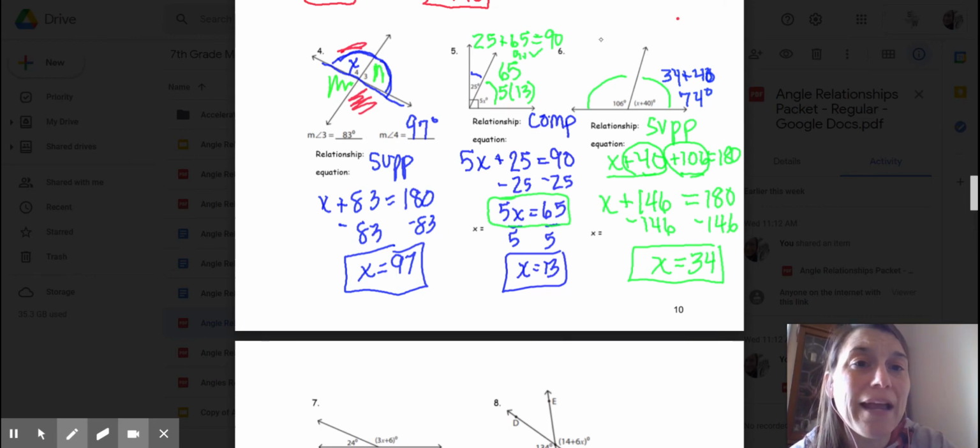So I should be able to add 106 plus 74 and get 180 degrees. They should add up to 180. And when I add 106 and 74, I do get 180. So yes, it checks.